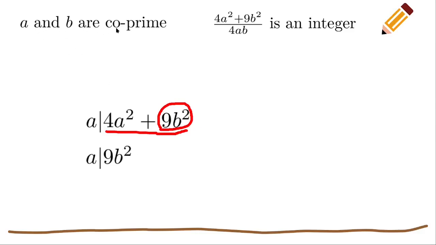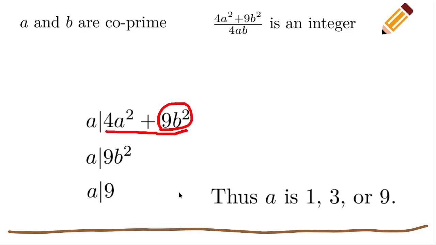Now again, a and b are coprime, which means that they have no common factors except 1. So that means that a is not a factor of b. In fact, a and b share no common factors except 1. So a must be a factor of 9. There is no other way for a to be a factor of 9b squared. a is a factor of 9. And because a is a positive integer, this means that we can narrow it down to only 3 options. a can be 1, 3, or 9.